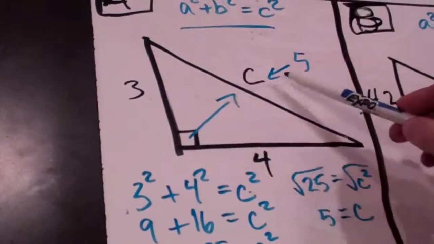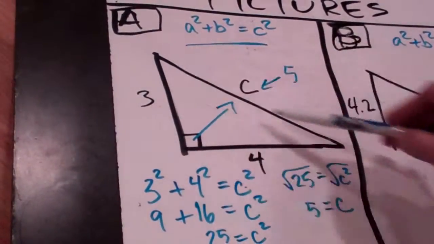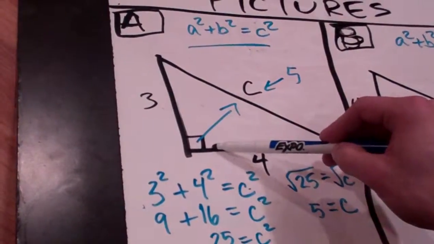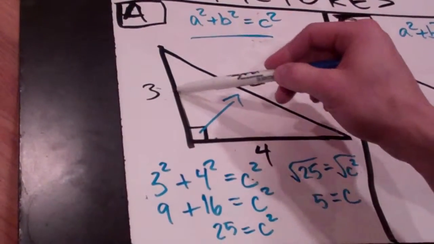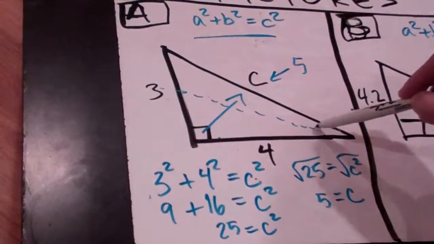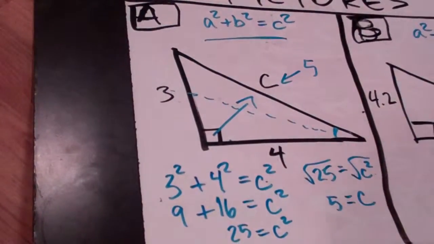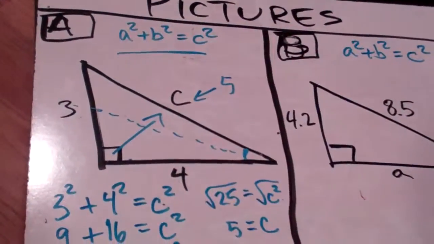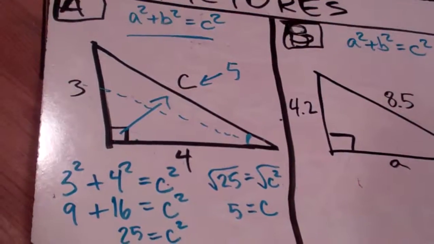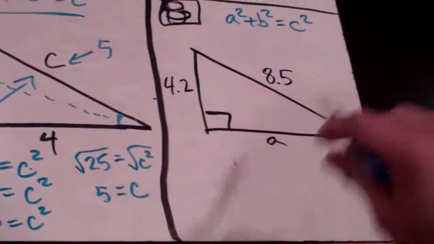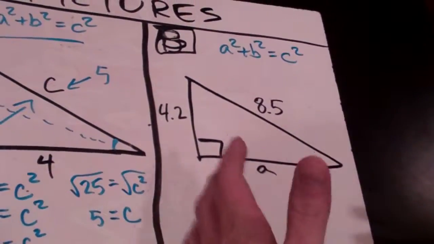Notice how the hypotenuse is the longest side of our triangle because it's across from the biggest angle. The shortest side in a triangle is always going to be across from the smallest angle in it. So, B. This one's a little bit tougher, a little bit trickier. They're throwing in some decimals here. They're trying to confuse us. But it's the same darn thing.